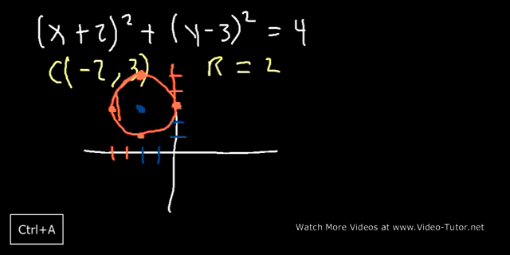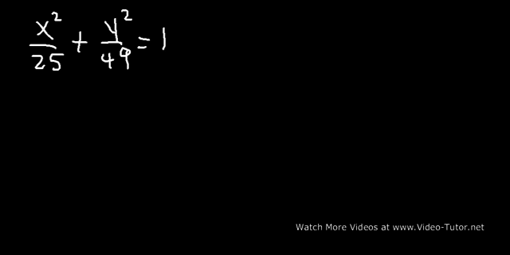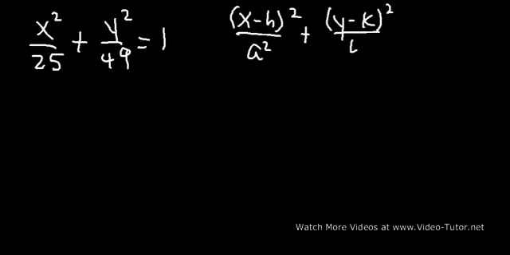So now let's move on to an ellipse. An ellipse looks similar to a circle, but it's uneven. It's not equal on all sides. Let's start with this equation, x squared over 25 plus y squared over 49, and let's say that's equal to 1. Now, the general equation for an ellipse is (x minus h) squared over a squared, and then (y minus k) squared over b squared is equal to 1.